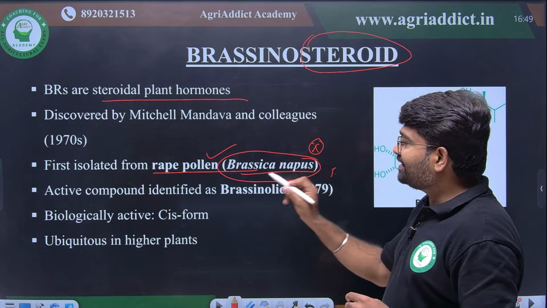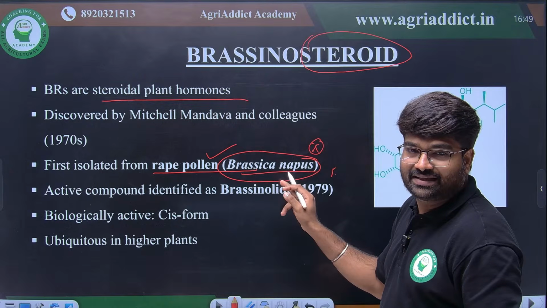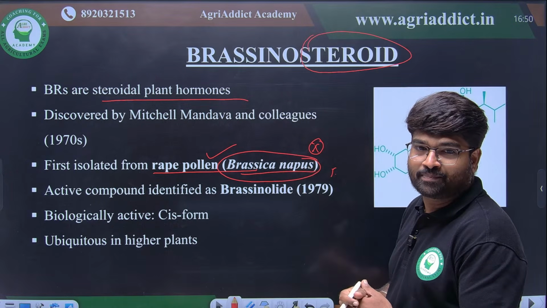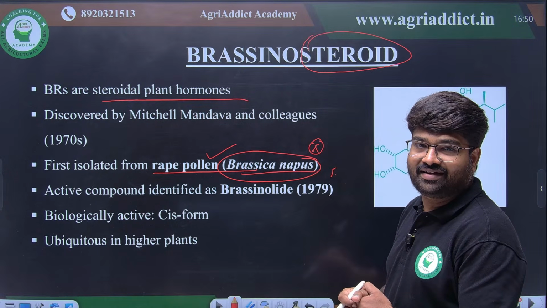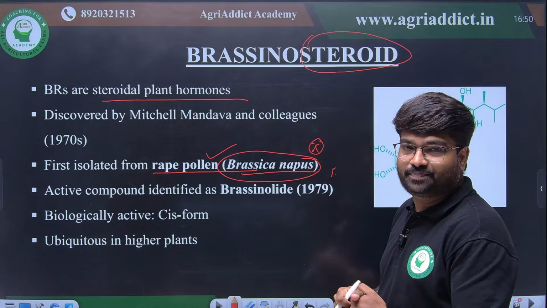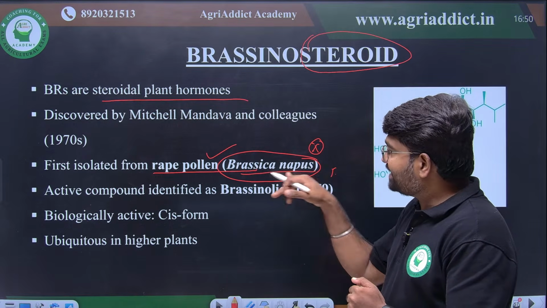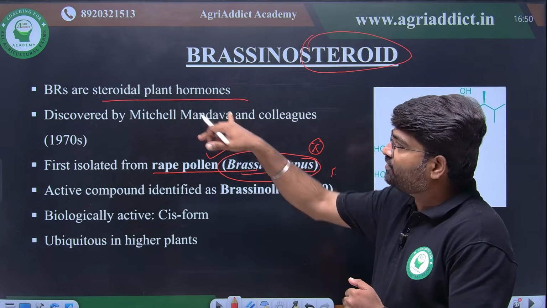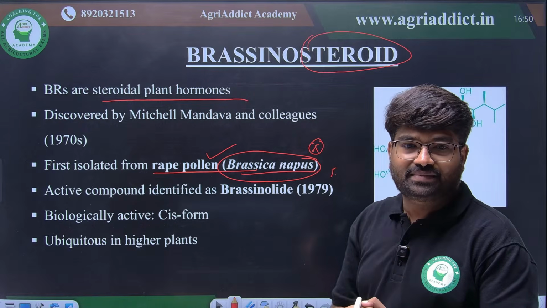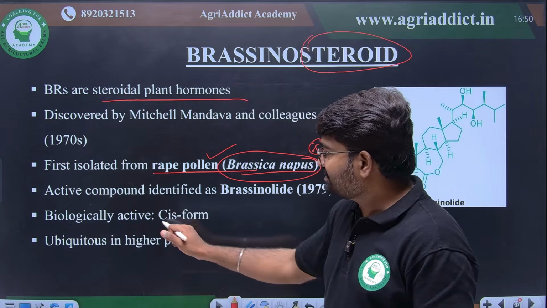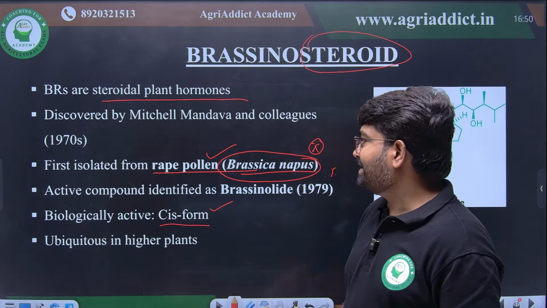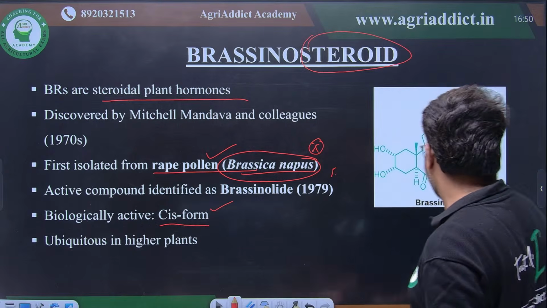Whether they have isolated from Brassica napus or other species, they have given the species name here, Brassica nigra or Brassica indica. Brassica napus is where they first isolated this BR. As I already told, the cis form is the biologically active one. This we have already discussed.